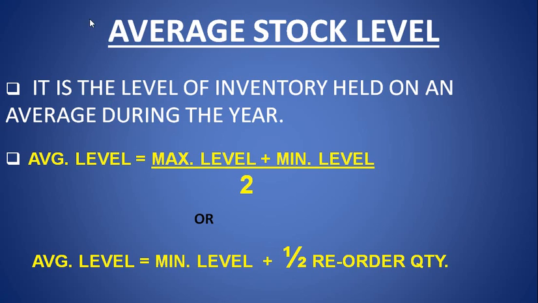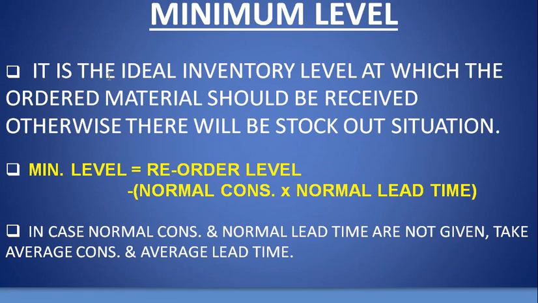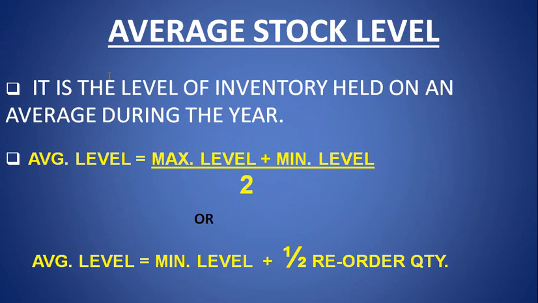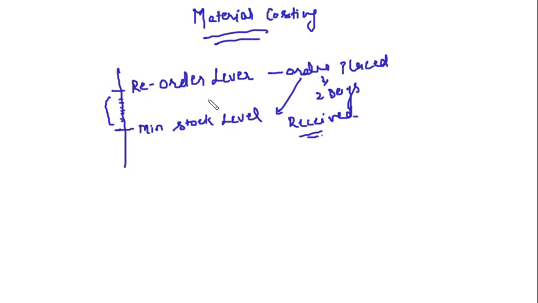Clear? So this is what we discussed. So what are the things that we discussed? Reorder level, maximum level, minimum level and average level. Right? तो हमने ये बात की कि रीऑर्डर लेवल है, इसके ऊपर चले जाएंगे तो हमारे पास क्या है, मैक्सिमम लेवल.